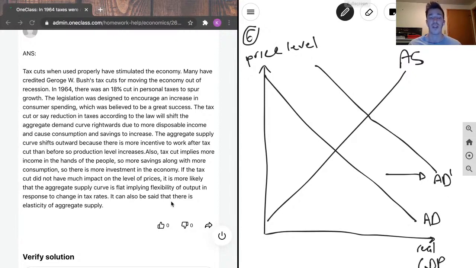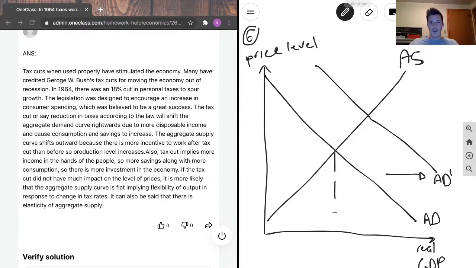The tax cut did not have much impact on the level of prices. It's more likely that the aggregate supply curve is flat, implying flexibility of output in response to changing tax rates. It can also be said that there's elasticity of aggregate supply. So we'll run through this example first, where our aggregate supply is somewhat steep.